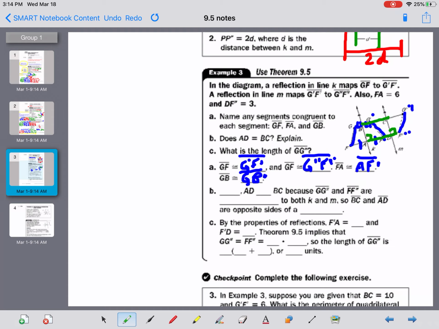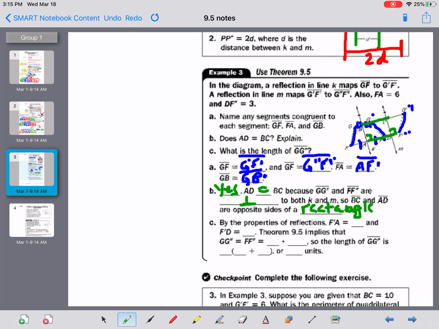So if we have a rectangle, are that top and bottom line congruent? Definitely. They're going to be equal in length because we have a rectangle. And that comes here. By the way, I'm going to put perpendicular in that space. So what we write down here is, yes, AD equals BC because G and G prime and F prime are perpendicular to both K and M. So that made opposite sides of a rectangle, which allow those to be congruent. All right, we're moving on to C here.